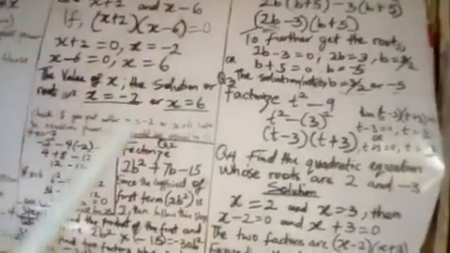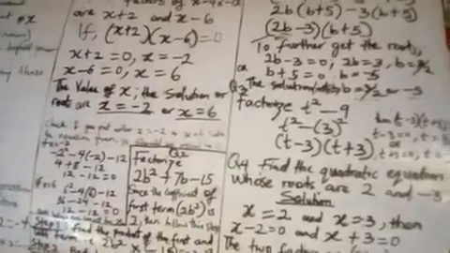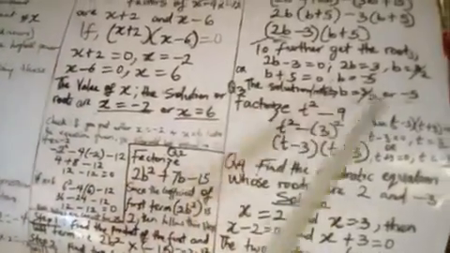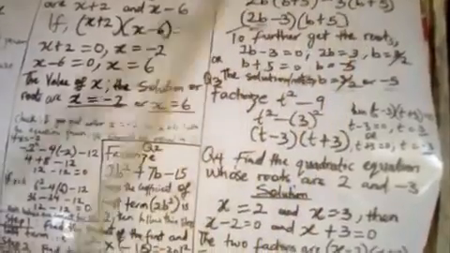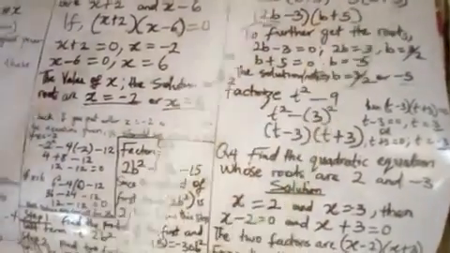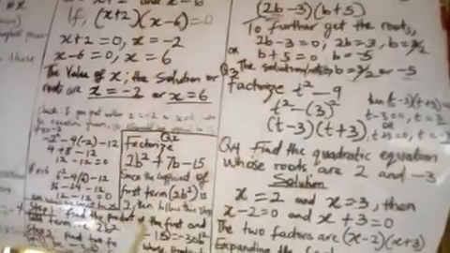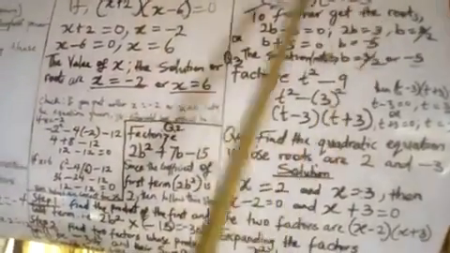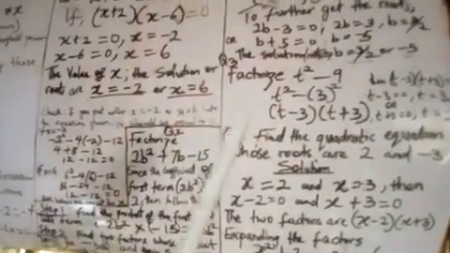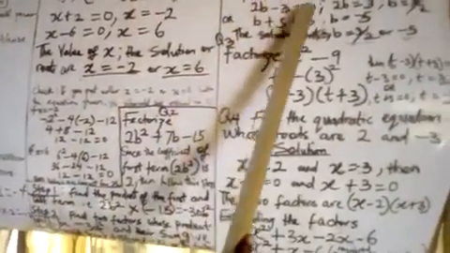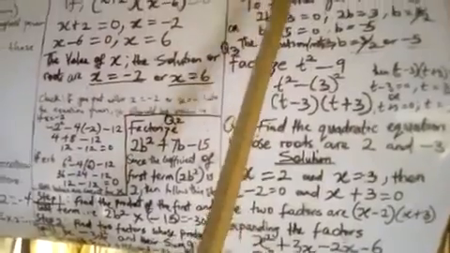Now, just like in question number 1, for you to get the value, the root, you equate this expression to 0. If you equate them to 0, that means one of them should be 0 for you to get 0. If one of these is 0, then the product will be 0. So 2b minus 3 is equal to 0. Let's assume that this one, 2b minus 3, is 0.